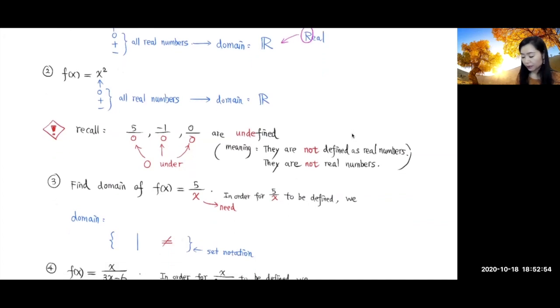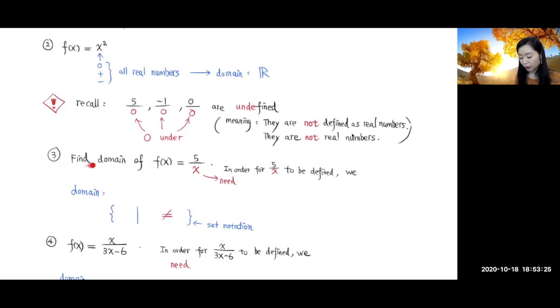Now we call that when we divide by 0, when we have 0 under, those are undefined, which means they are not defined as real numbers. They are not real numbers. So 0 under, undefined. Under and undefined both start with U and D. So that might be one way to remember. 0 under, undefined.